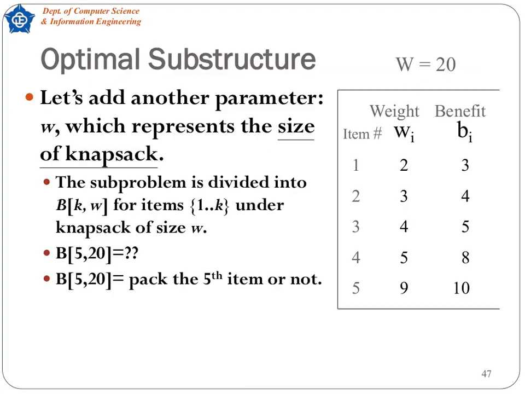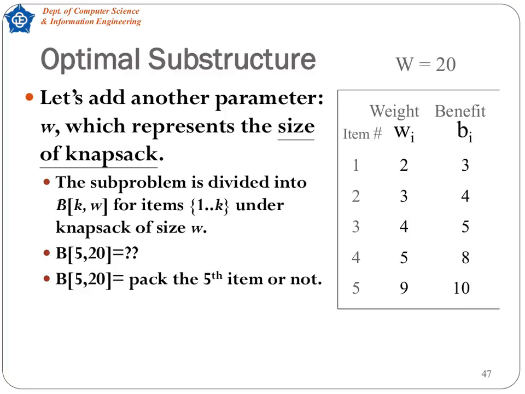Building on that illustration, we now introduce a second parameter, w, to capture the knapsack's capacity. With this new dimension, we define B[k, w] as the maximum benefit achievable by selecting from the first k items without exceeding capacity w. For example, B[5, 20] asks, what's the best picks from items 1 through 5 that fit in a knapsack of size 20? To compute it, we compare 2 choices for the 5th item, include it or leave it out, and pick whichever yields the higher total benefit.